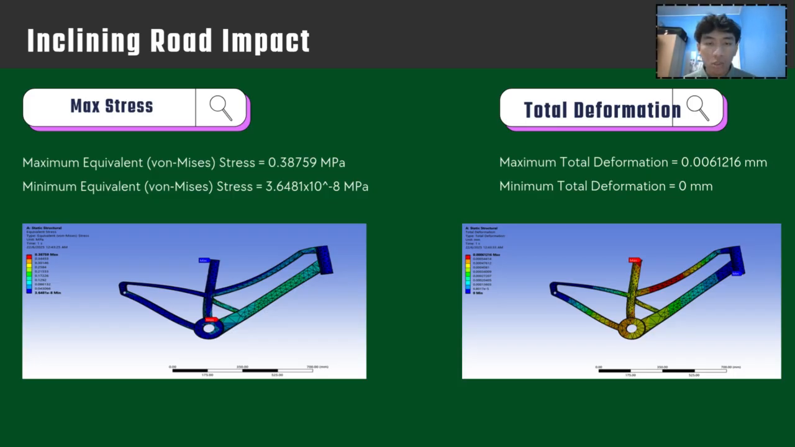For the inclining road impact, which is the bicycle going up a hill, the max von Mises stress is 0.38759 MPa, while the minimum equivalent stress is 3.6481 times 10 to the power of negative 8. The maximum total deformation is equal to 0.006116 millimeter, but the minimum total deformation is equal to 0 millimeter.